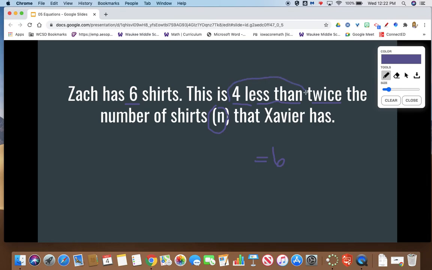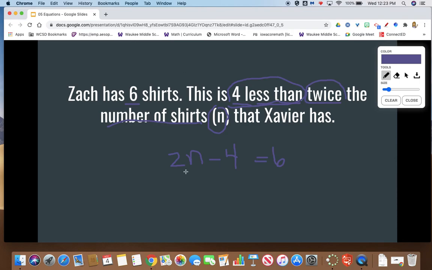First thing I see, you guys, is 4 less than. If I think about 4 less than, that means I'm going to be taking 4 away from something to get 4 less than that. What am I taking 4 away from? Well, that's the next part of my expression. Twice the number of shirts, which we're using N. How do I find twice of N? Twice means to multiply by 2. 2 times N minus 4 is going to equal the 6 shirts that Zach has.